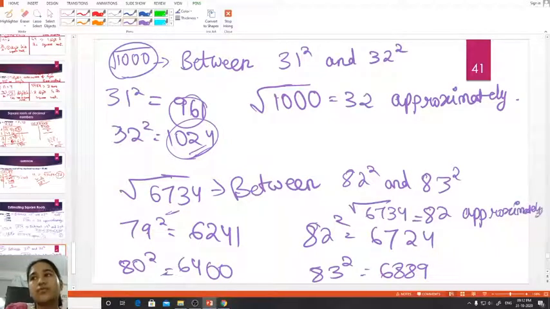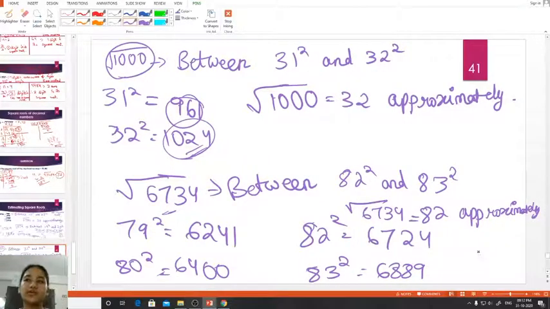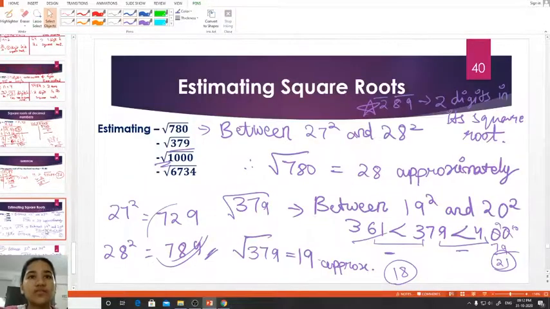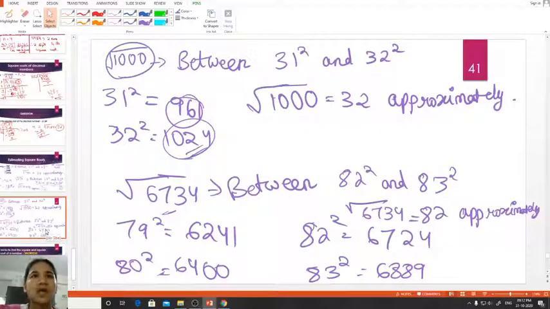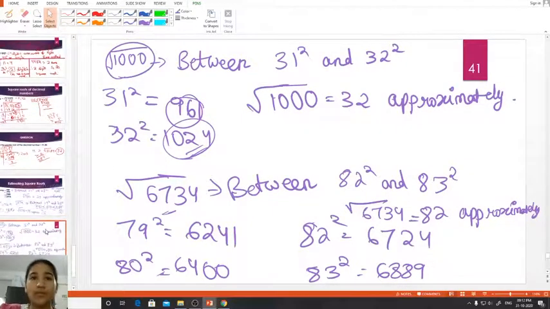There will be word sums related to it. For example, Disha wants to make a cloth bed sheet with this side and this side, and approximately which she can use. You will get such types of questions, and you have to solve those word sums. Okay, till now, do you have any doubt? If you have, you can post it in the comments box, and I hope this estimation topic is absolutely clear to you all.